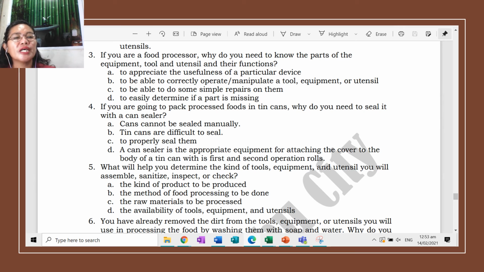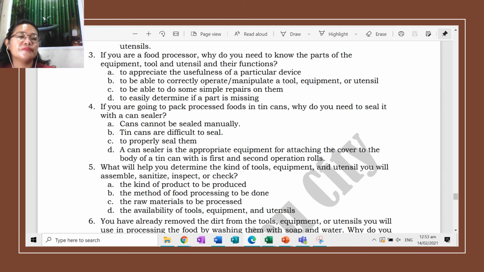Number 4, if you are going to pack processed foods in tin cans, why do we need to seal them with a can sealer? Letter A, can sealer is the appropriate equipment for attaching the cover to the body of the tin cans with the first and second operation rolls. Or B, cans can't be sealed manually. Tin cans, letter B, tin cans are difficult to seal. Letter C, to properly seal them.